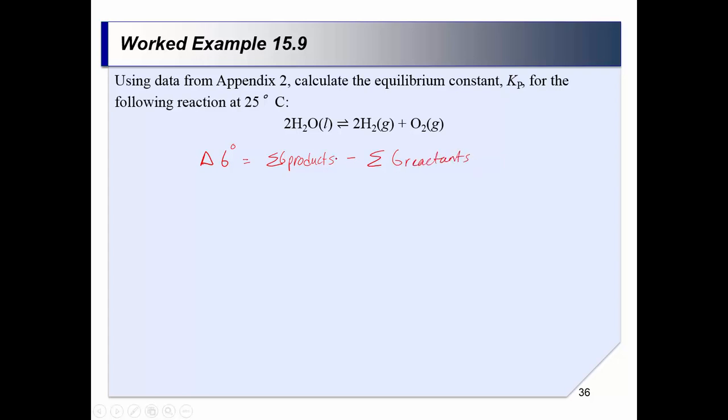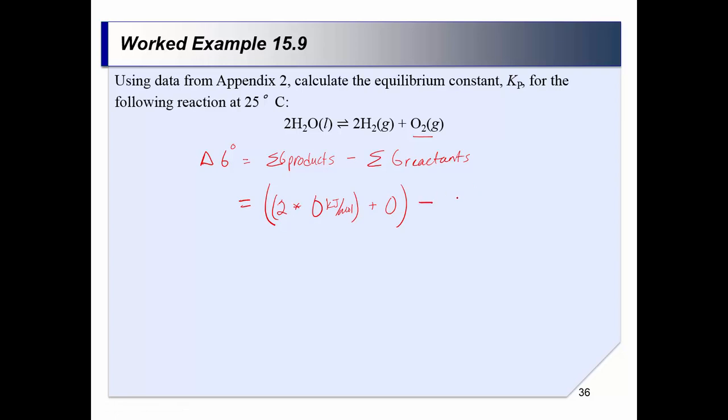So I look up all these values in Appendix 2, and what I'm looking for is the delta G of H2, which I find to be 0 kilojoules per mole. Now remember that the Gibbs free energy of an element in its most stable state is going to be 0. Well, that happens to be this as well. The G of oxygen gas is 0.